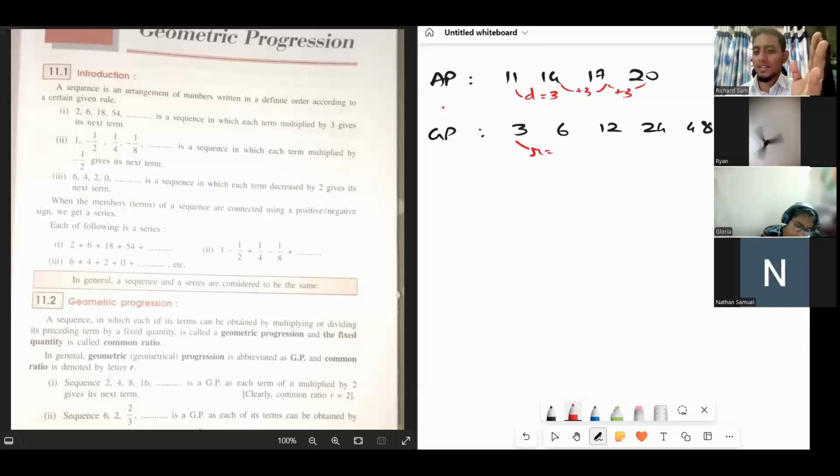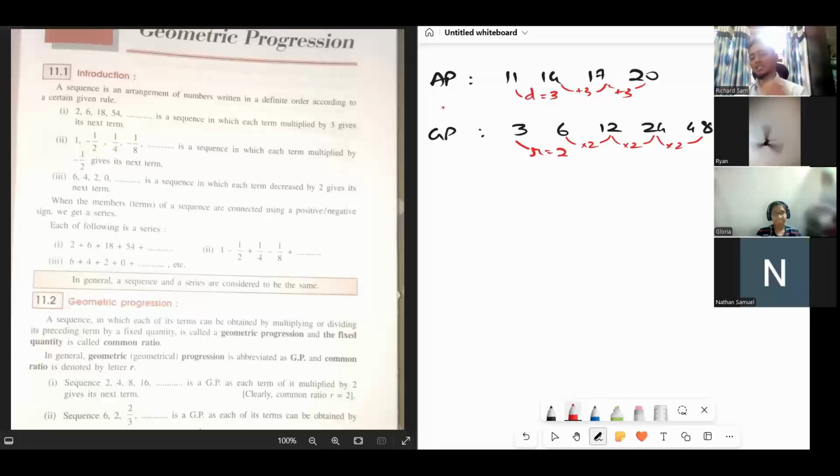Now here it's not adding, but you're multiplying. So into 2: 3 into 2 is 6, then 6 into 2 is 12, then 12 into 2 is 24, and 24 into 2 will be 48. So that's the only difference between AP and GP. For AP, there's a common difference. For GP, there's a common ratio.